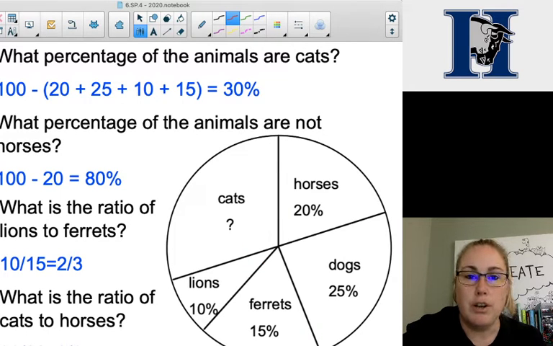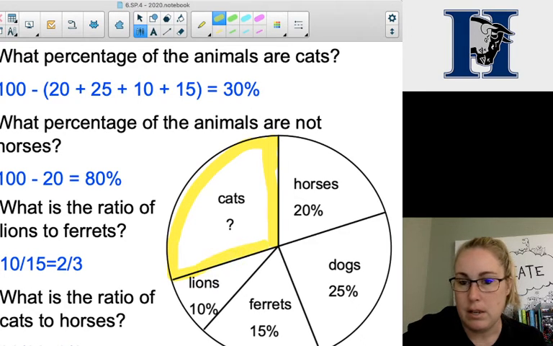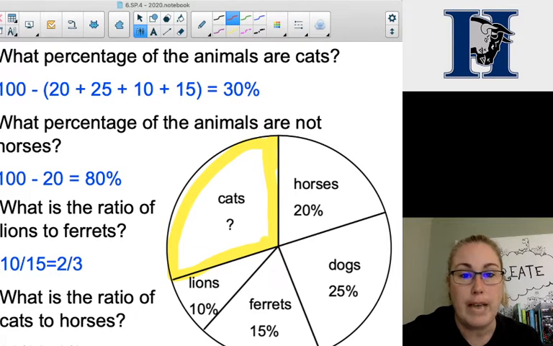The next section on your notes, let's look at this. What percentage of the animals are cats? So again, if you look at this circle graph, this section that says cats, unfortunately, does not have a percent listed. I can make some assumptions based on this circle graph. For example, I know that there's a lot more cats than lions. But to find the specific data, let's take a look at it. The entire circle graph is 100. I need to get rid of the other sections so I can subtract them each, or I can add all these pieces together and subtract from 100. Either way, I should get 30%.